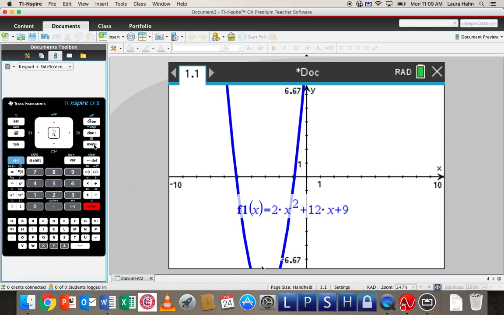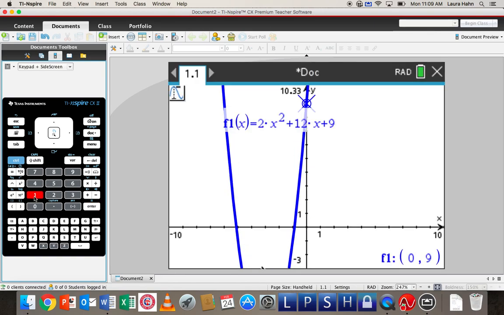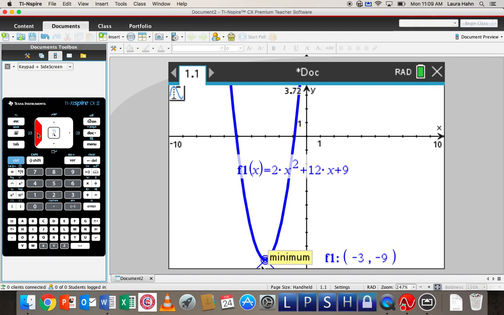So I'm going to use trace, menu 5-1. Remember, with trace you can move using your left or right arrow. So I'm going to use my left arrow until I get to that very tip point. There it is. Okay, since it's my lowest point, that's why it says the word minimum. So I'm going to write this point right here next to vertex, in parentheses, -3, -9.